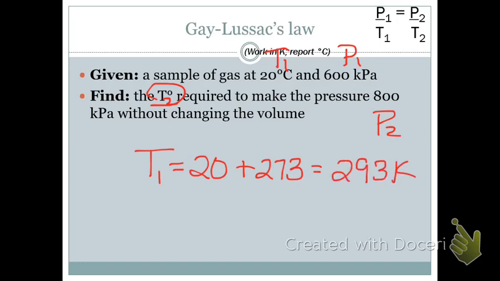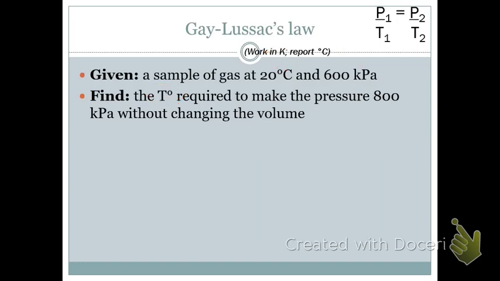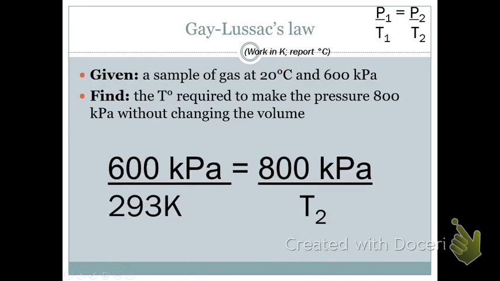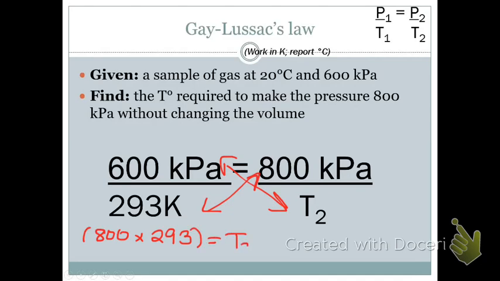Now we're ready to plug and chug, and that's all. It's a simple plug and chug. Once we plugged it in, we are going to then cross multiply, and that is going to give us 800 times 293, which is going to be equal to the new temperature times 600. We need to divide both sides by 600 to get rid of that 600.